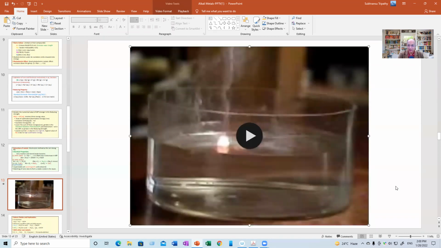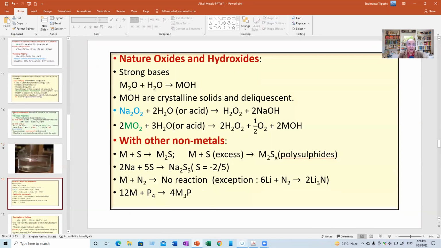Now, you might be wondering why I showed you this, behaving as if you are a class 8 student. We are showing this to class 7, 8 students, but I wanted to take a break. Right. Now, let's talk about the nature of oxides.